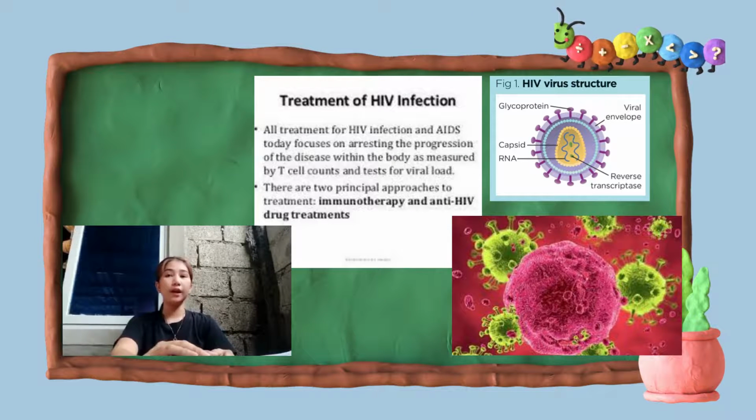AIDS is caused by an RNA virus under the family of retroviruses called the human immunodeficiency virus, HIV. The virus possesses the enzyme reverse transcriptase that allows it to integrate its genome into the host cell's DNA. It possesses a glycoprotein known as GP120 on its envelope that binds to the CD4 plus receptors on helper T cells and macrophages. Another envelope glycoprotein, GP41, facilitates the absorption of the virus to the CD4 plus T cells.